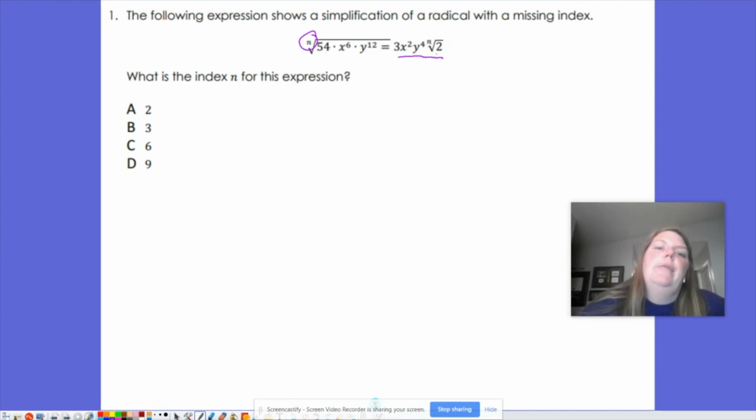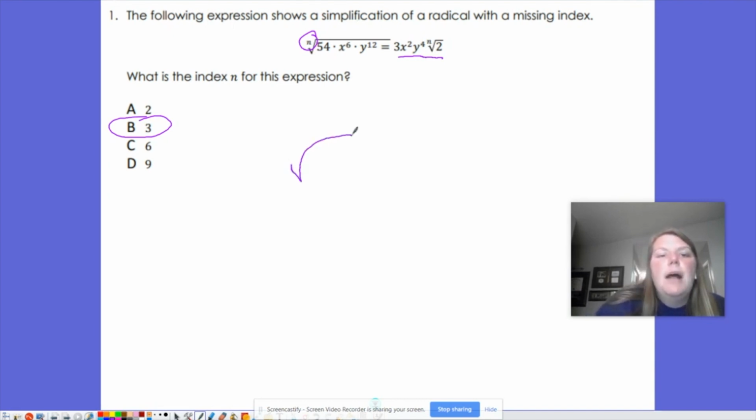The first thing I would look at is our variable. So we started with x to the 6, and then we took some root and got x squared. So remember, if we have an exponent, we want to divide by some number to get our answer outside the radical. So 6 divided by what number would give us 2? Well, that would be 3. Same thing with the 12. 12 divided by 3 would give us that y to the 4th.